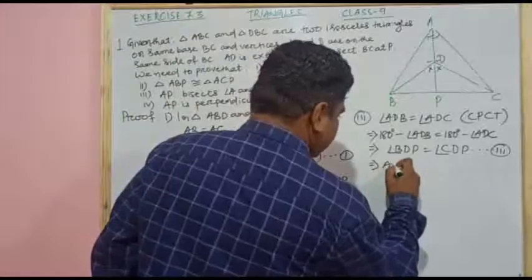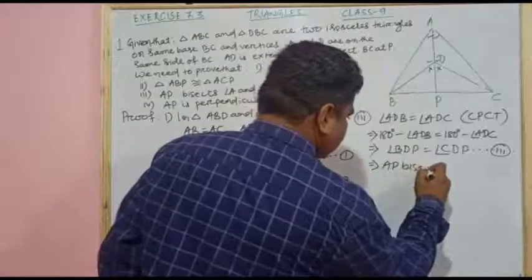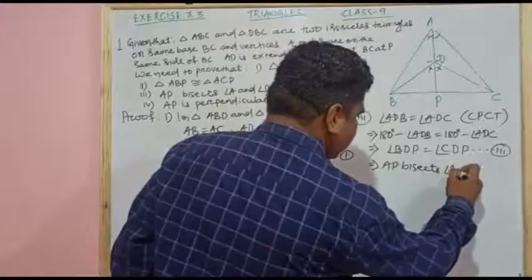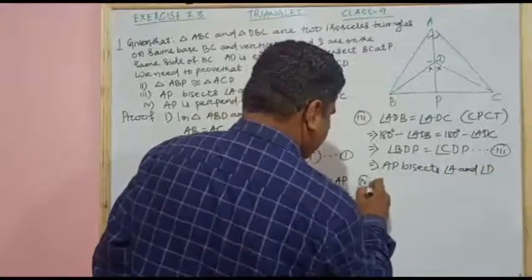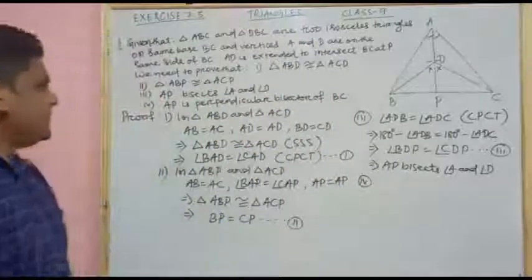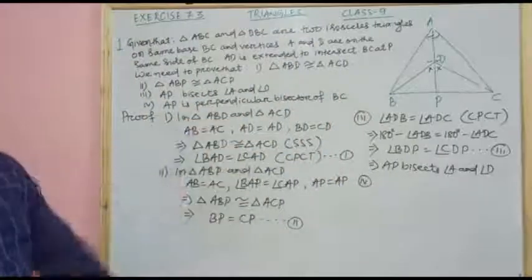This implies that AP bisects angle A and angle D. Let's prove the fourth bit now. It is AP is perpendicular bisector of BC.